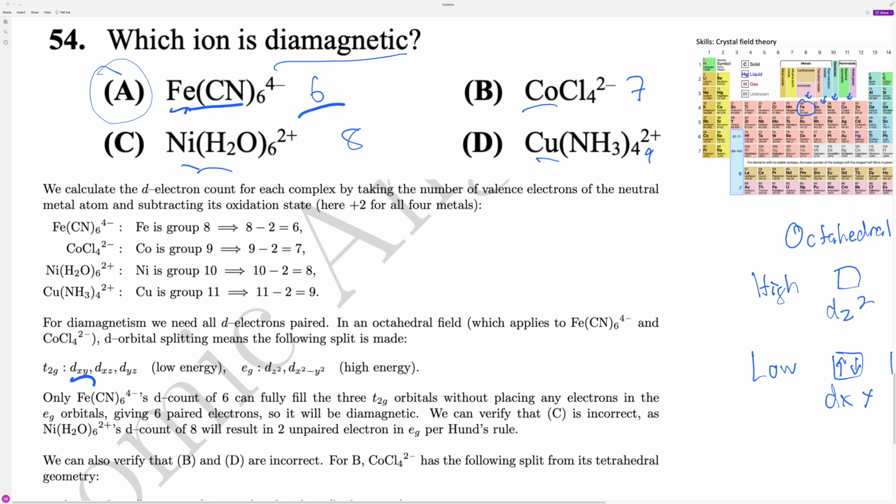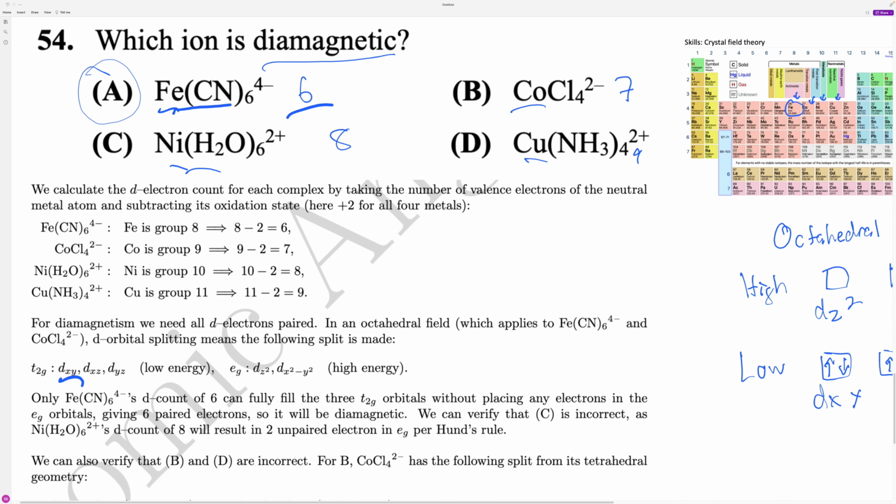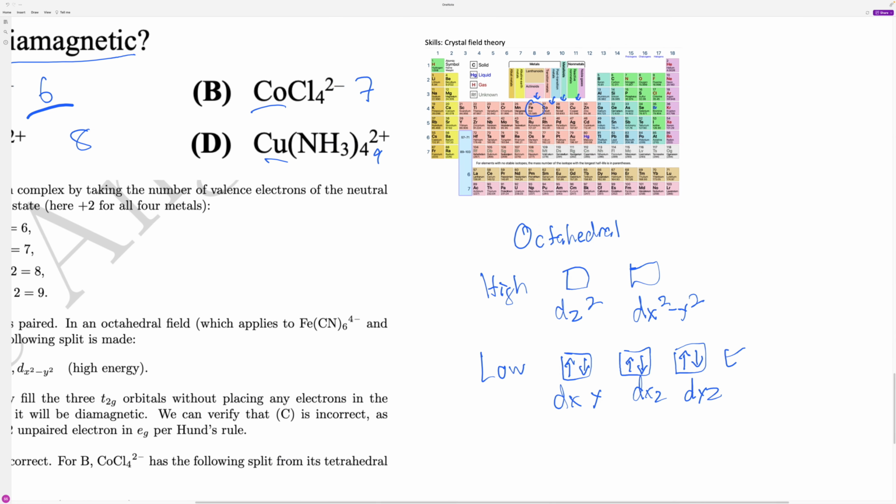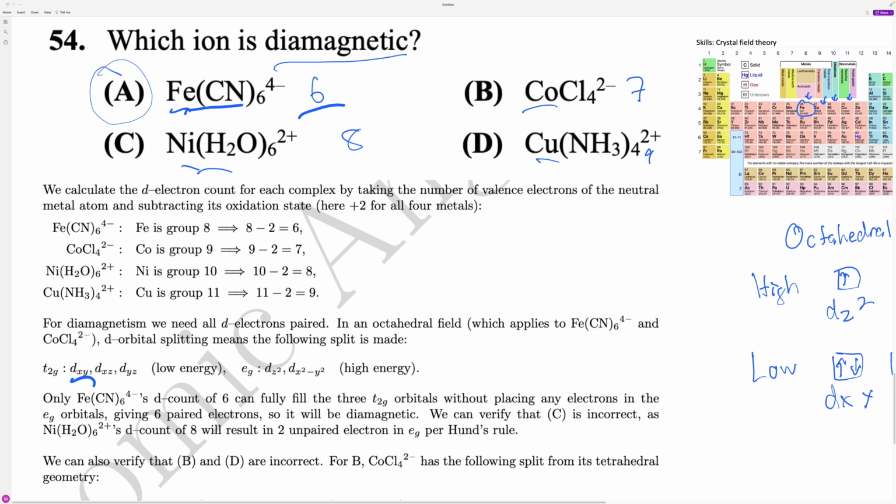So for C, we also have an octahedral field, but its d count is 8. And you might be wondering, oh, that's also an even number, so it's going to also be diamagnetic. However, remember Hund's rule, this is going to fill, but then this is going to fill, and it's not going to double up in dz squared, or one of the high energy orbitals. And you're in fact going to have two unpaired electrons in choice C. So we can cross off choice C.